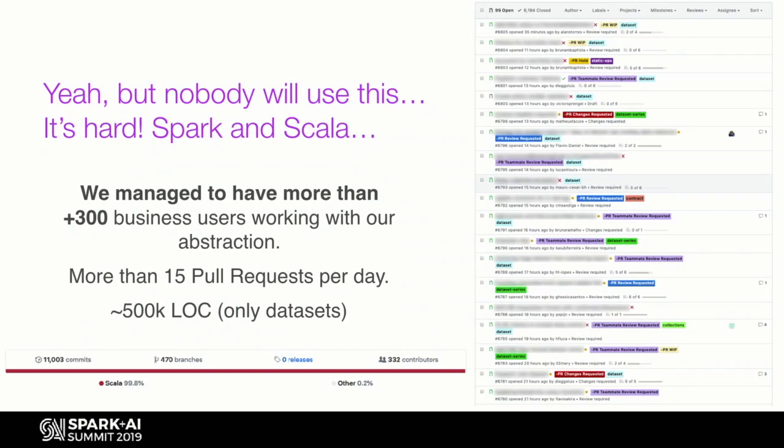Okay, but you might say, yeah, but this abstraction is not good. No one will use this. It's hard. It's Spark and Scala. But at the beginning, everyone was really afraid of writing Scala code, the business users. Yeah, I know. But we have more than 300 business users using these abstractions. Our playbooks are so good, and the abstraction is so good, that people don't need to understand Spark, or how many machines or memory or clusters. They just go there and write a piece of function that will transform the data that they need. And we have more than 15 pull requests per day and almost 500K lines of code just creating datasets. And these are all business users, not engineers.